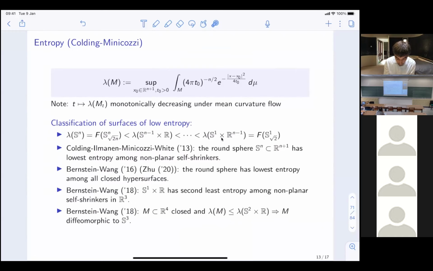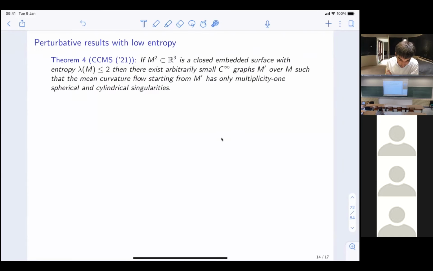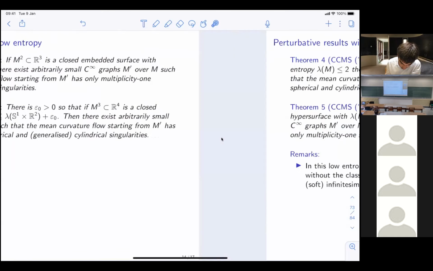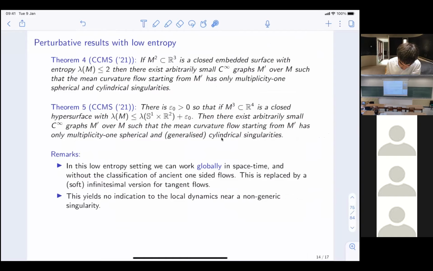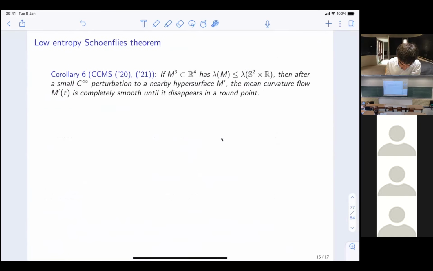And now you can ask a similar thing in R4. What Bernstein and Wang proved is that if you're below S2 cross R, which would be the first lowest one after the sphere in R4, then you're already diffeomorphic to S3. But what was still open is whether you're possibly isotopic to R3. This would be the Schoenflies conjecture, at least under low entropy. Since time is running out, let me quickly skip this result in the low entropy setting here, and maybe go to some more of the results.